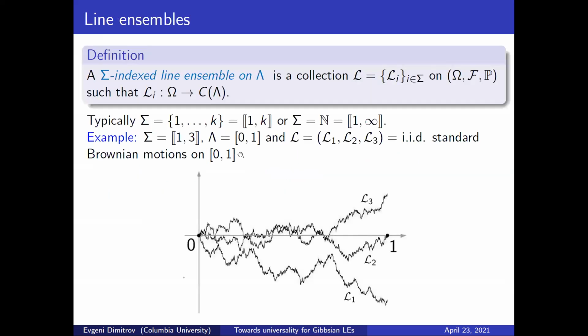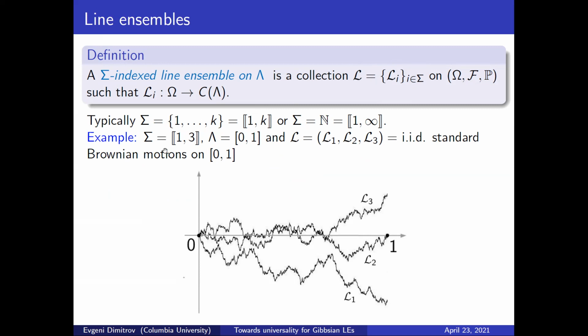So first of all, what is a line ensemble? A line ensemble is just a collection of random continuous functions. These functions are all defined on the same probability space, and they are indexed by some index set capital Sigma. In this talk, this capital Sigma will be just some collection of consecutive integers starting from 1, which could be finite or infinite. And so a line ensemble is just either a finite or a countably infinite collection of random functions on the same probability space.